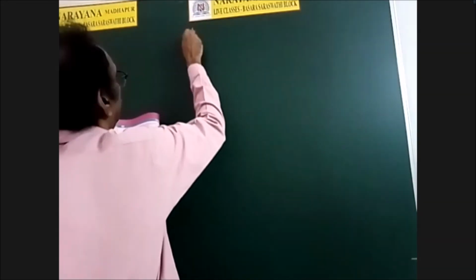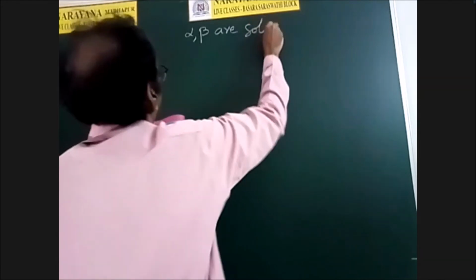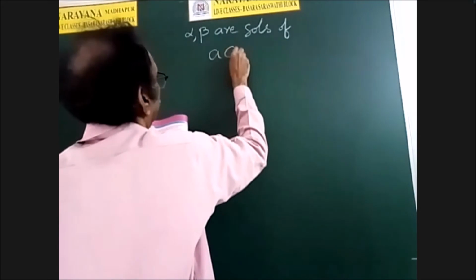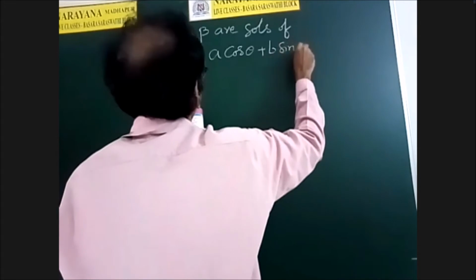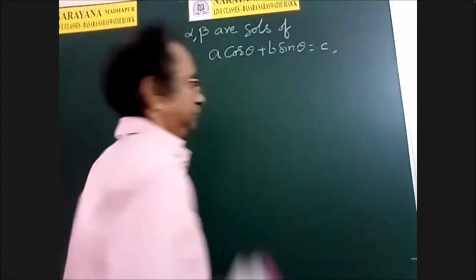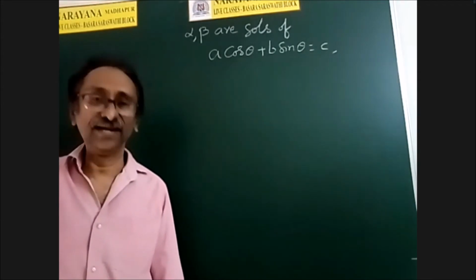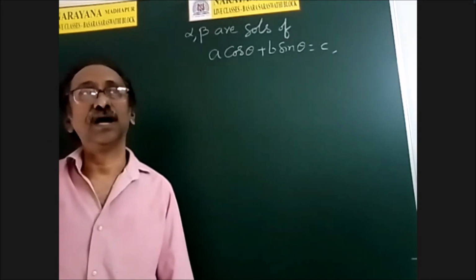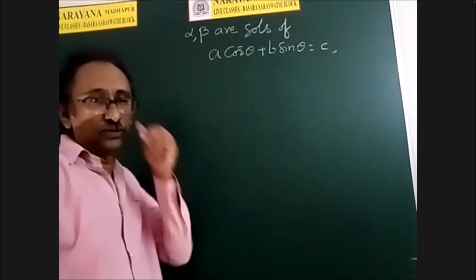A similar model of this. See, alpha comma beta are solutions of A cos theta plus B sin theta is equal to C. Then the questions are, what is sin alpha plus sin beta? What is sin alpha into sin beta? What is cos alpha plus cos beta? What is cos alpha into cos beta? So these are the questions.